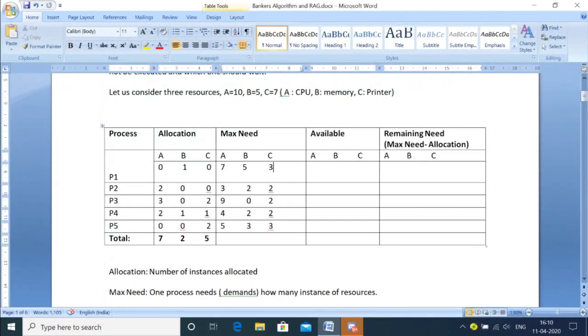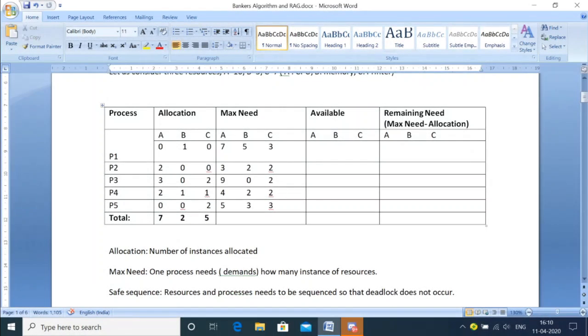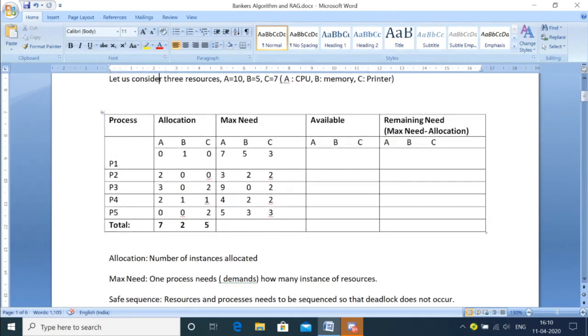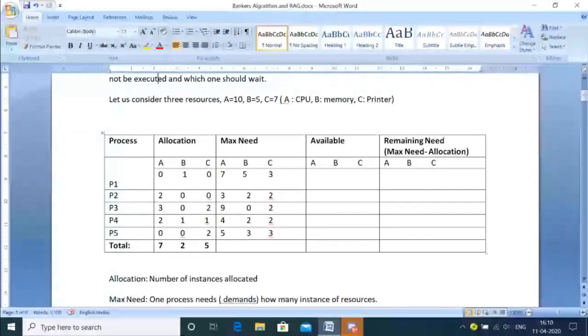Now let us see the meaning of each one of them. When I say allocation, what does it mean? It means how many instances of resources we have allocated. For example here, 200, what will it mean? It means that 2 instances of A have been allocated to P2. What is A? A is a resource. What kind of resource? CPU.